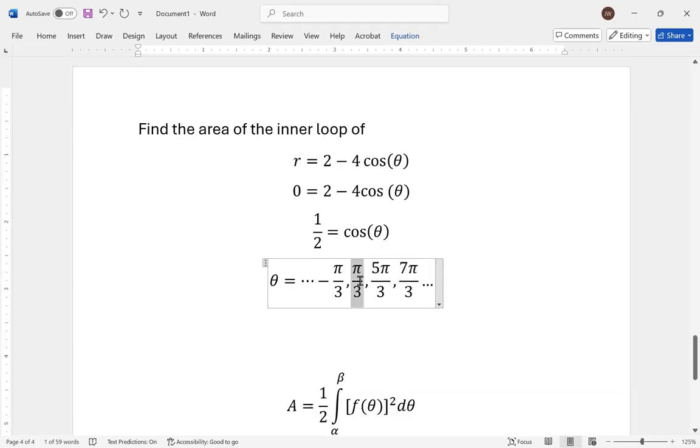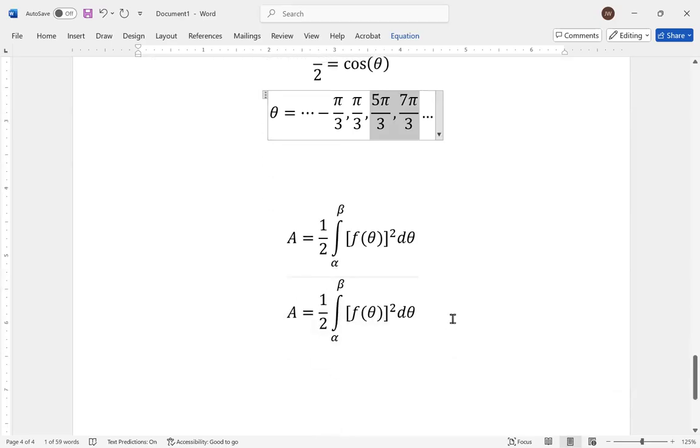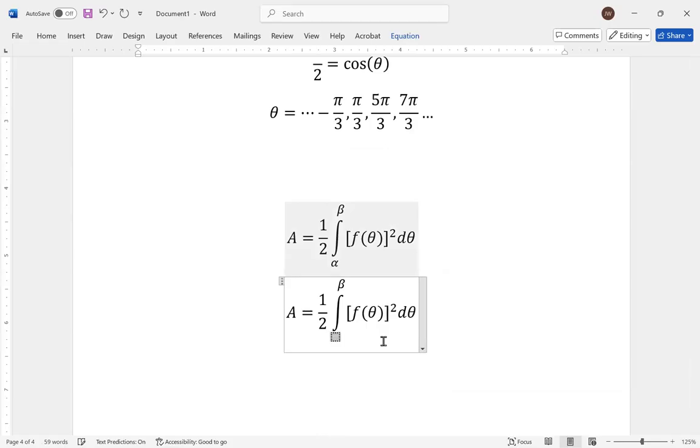By the way, going from pi over 3 to 5 pi over 3, that is not an inner loop. That's going around the outside of that loop. So you have to be careful. We want to go around the inner loop. So you go from negative pi over 3 to positive pi over 3, or you start at 5 pi over 3 and go to 7 pi over 3. Either way, we're good to go. So I would use negative pi over 3 to positive pi over 3 as my bounds.